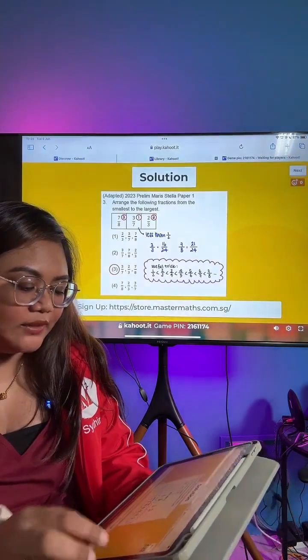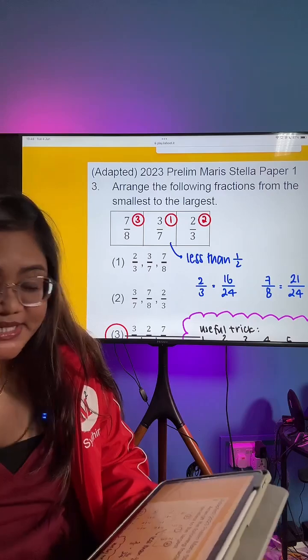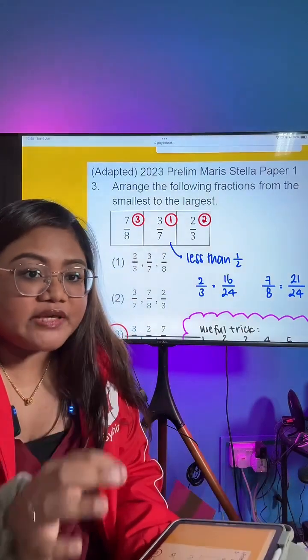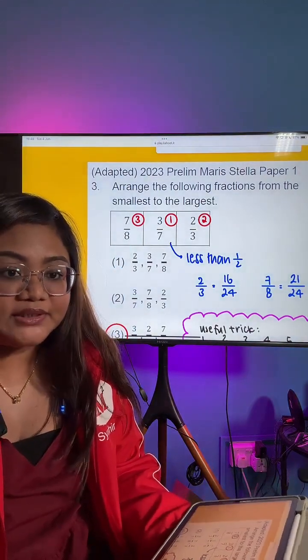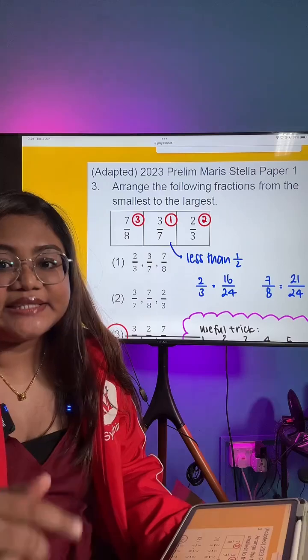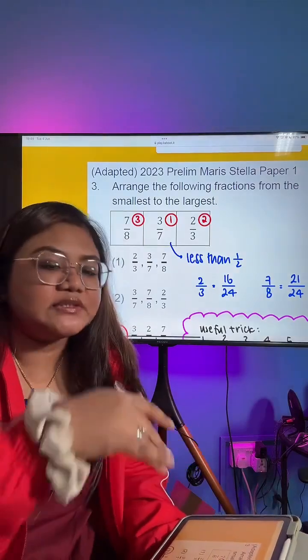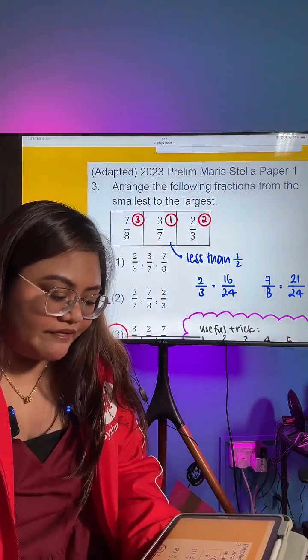So let's take a look. The first one, I got 2/3, 3 over 7, 7 over 8. I know that 3 over 7 is less than half. Everybody agree? 3 out of 7 is less than half, correct? Therefore, it is number 1 because everything else is bigger than half, so it's bigger than 3 over 7.